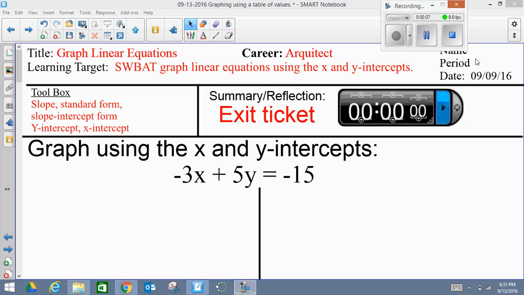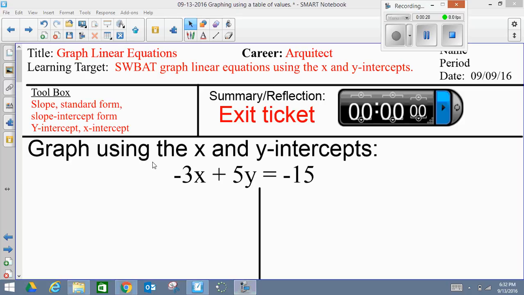Today we're graphing linear equations using the x and y intercepts. This is for the class of September 9th. Our basic toolbox, which is vocabulary: slope, standard form, slope-intercept form, y-intercept, x-intercept. Through the lesson, I hope I address all of them.